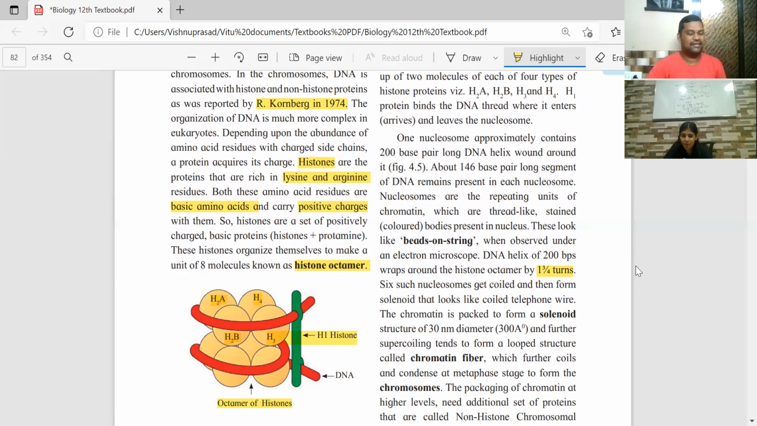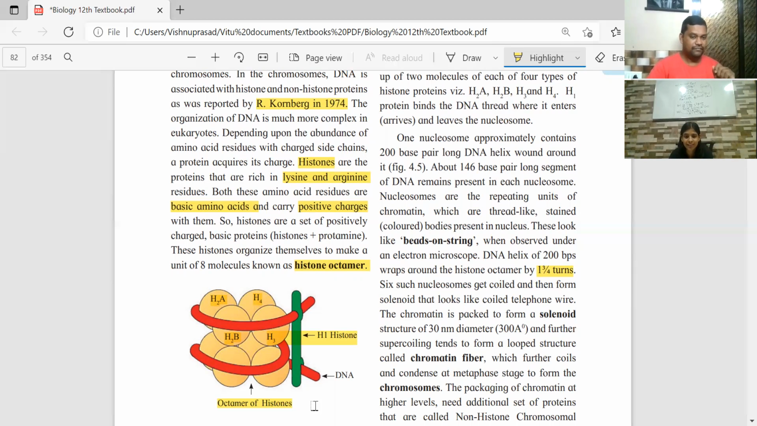Linker. Linker, wrinkle का बोल. Linker. Between nucleosomes, the DNA is called linker DNA. Got it?